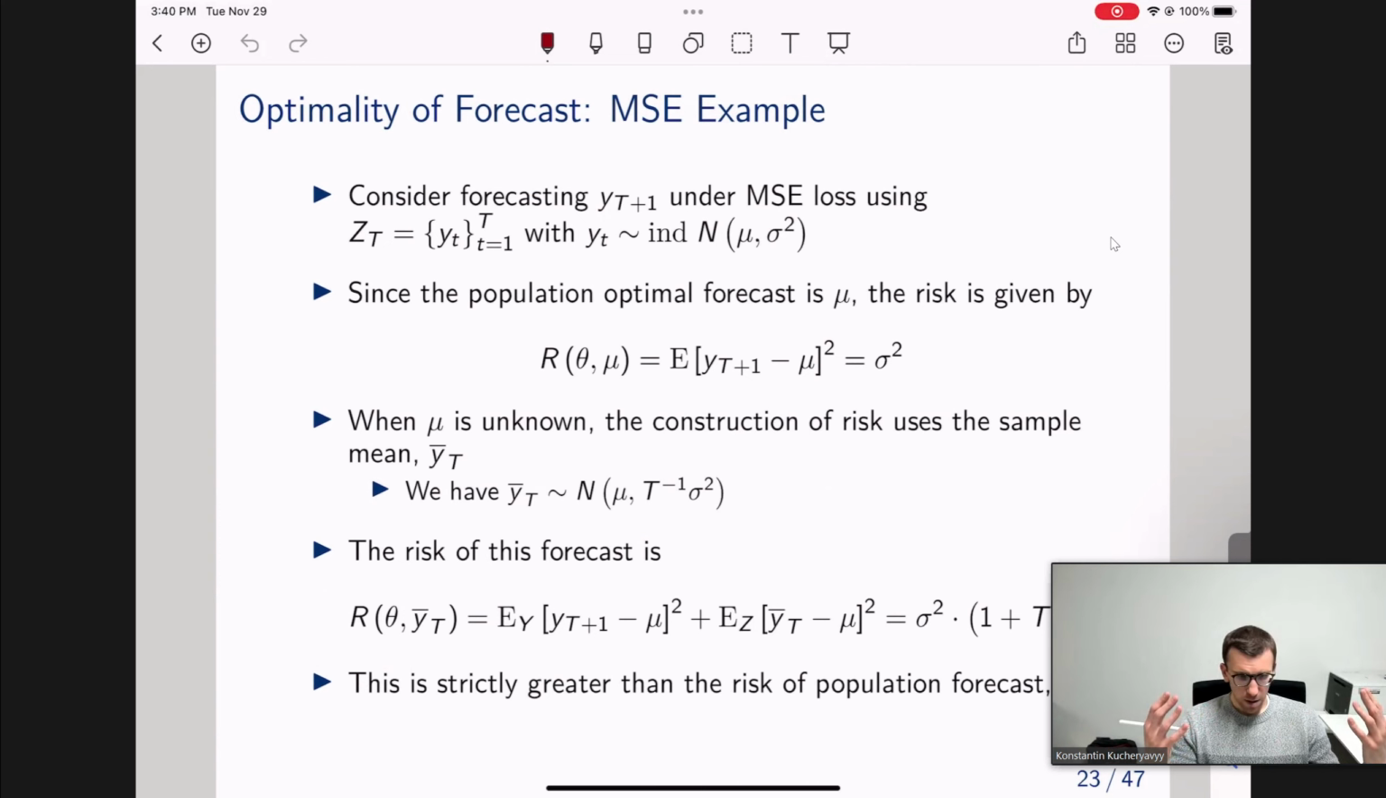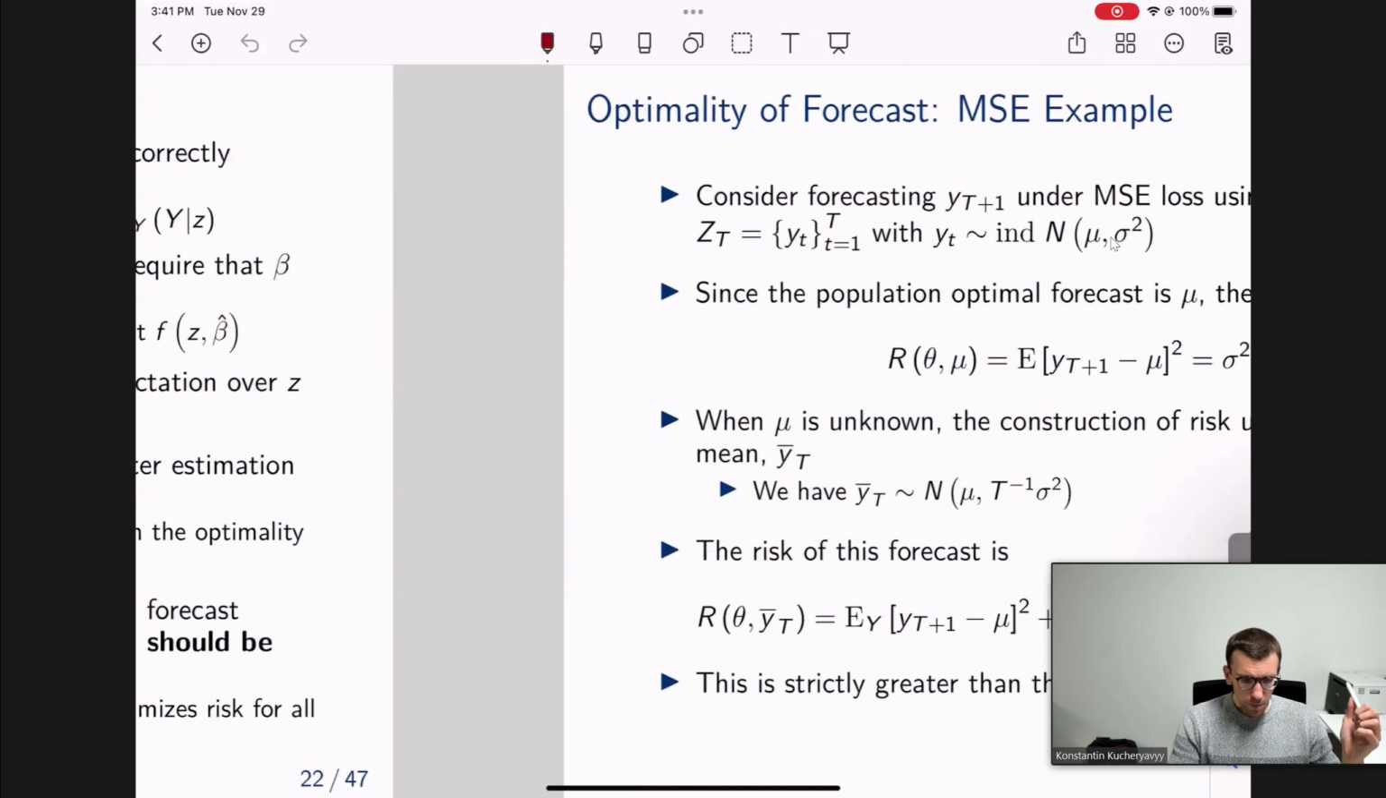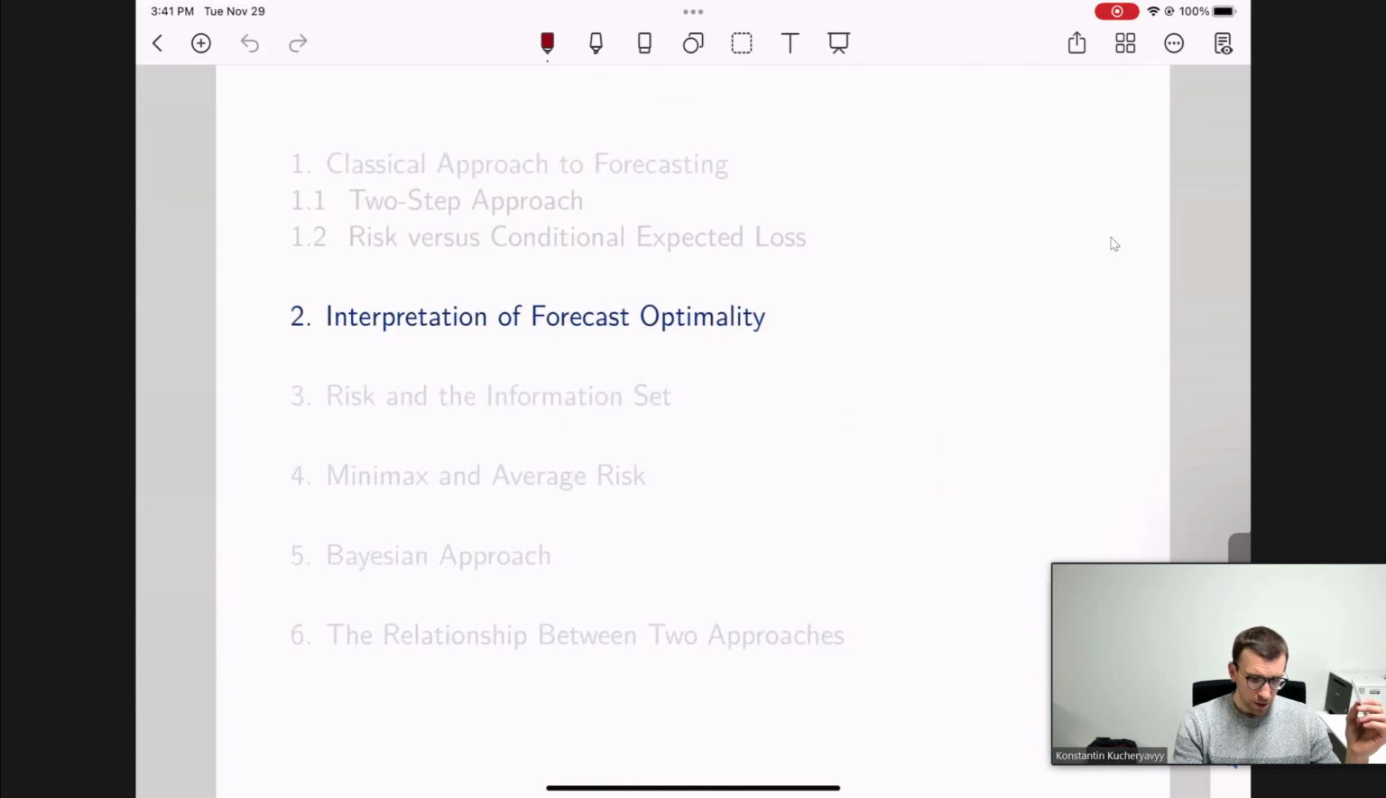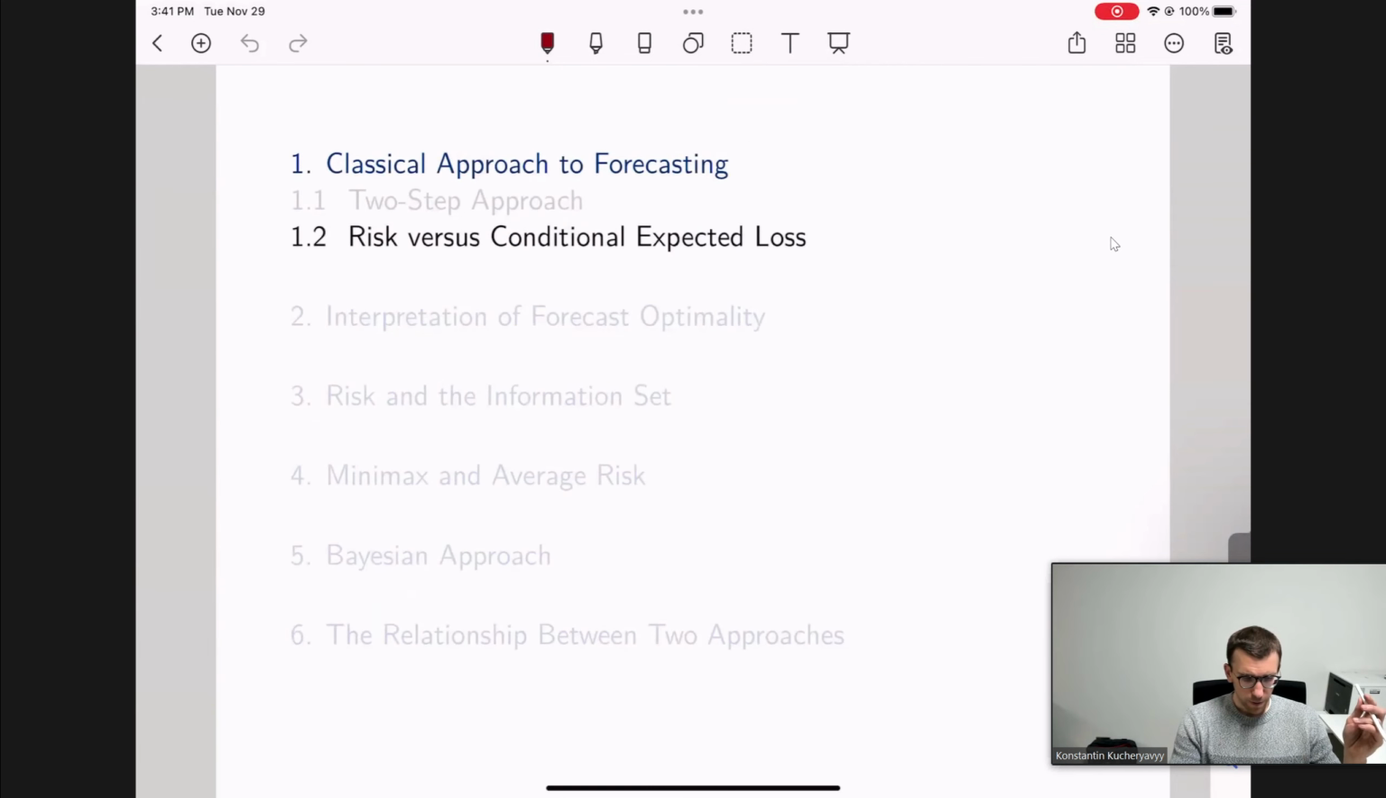And then somehow we need to choose the best forecast, keeping this in mind. Perhaps we need to do some minimax approach, or maybe averaging across the parameter space. And that naturally leads us to Bayesian methods. But before we go to the Bayesian methods, I wanted to talk quickly about the difference between risk versus conditional expected loss.